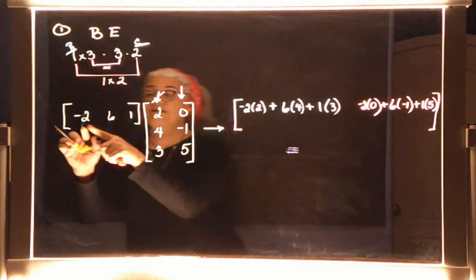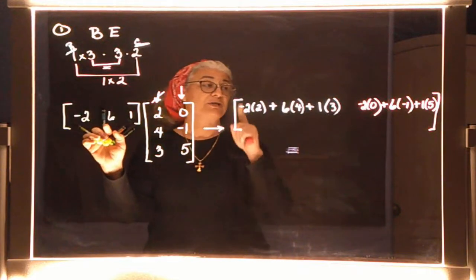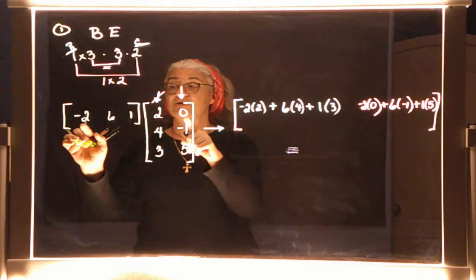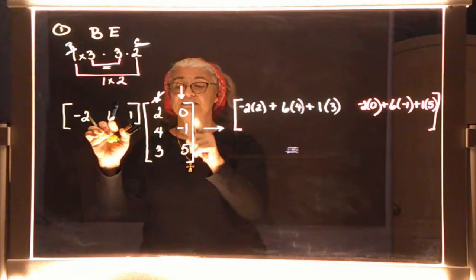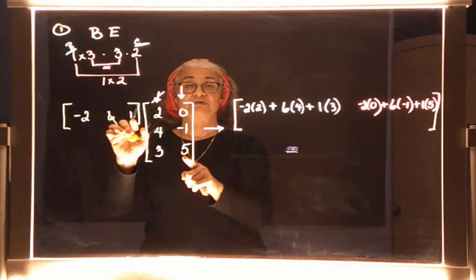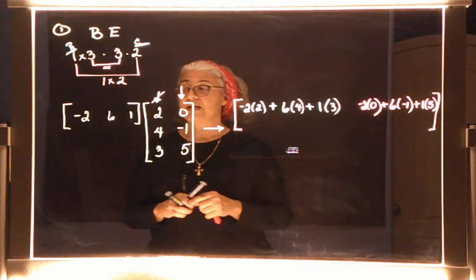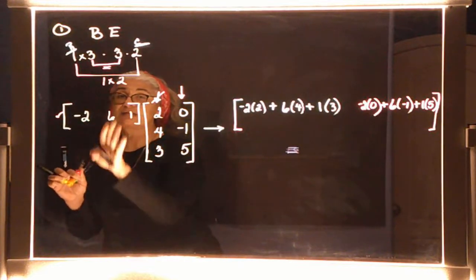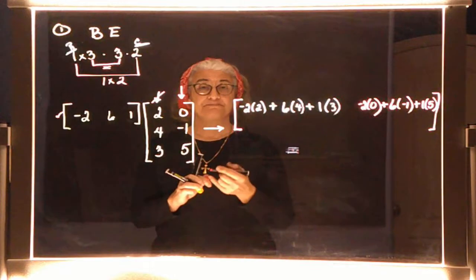Again, this first row gets distributed to this second column. So the answer goes in the first row, second column position. So first number to first number, -2 times 0. Second number to second number, 6 times -1. Third number to third number, 1 times 5. Cool? Okay. Now, I'm done with this first row, and there's no other rows in this first matrix, so I am done with matrix multiplication.